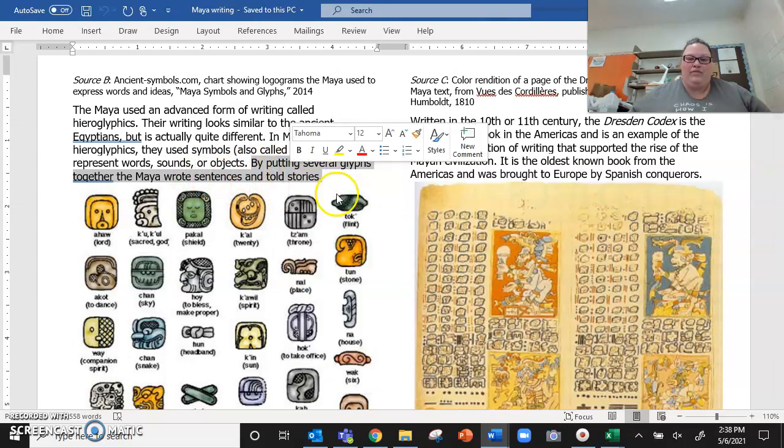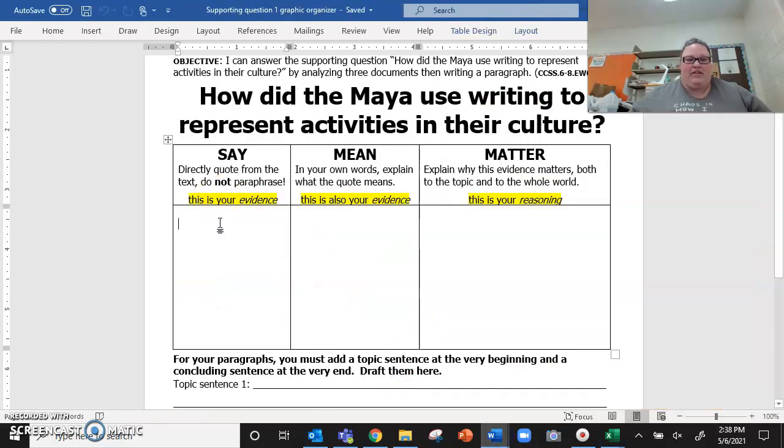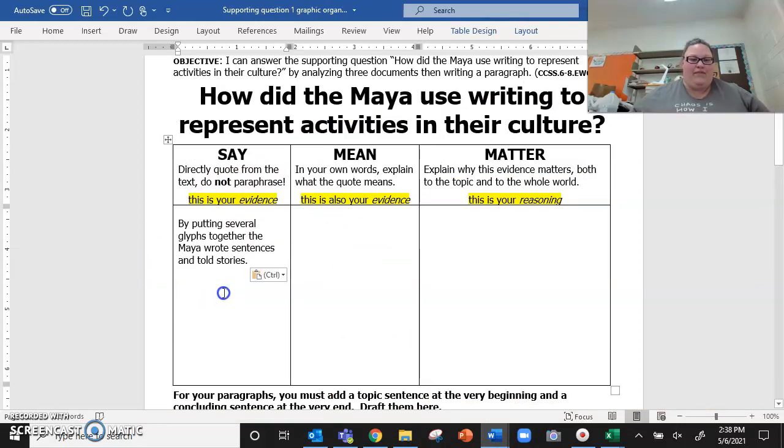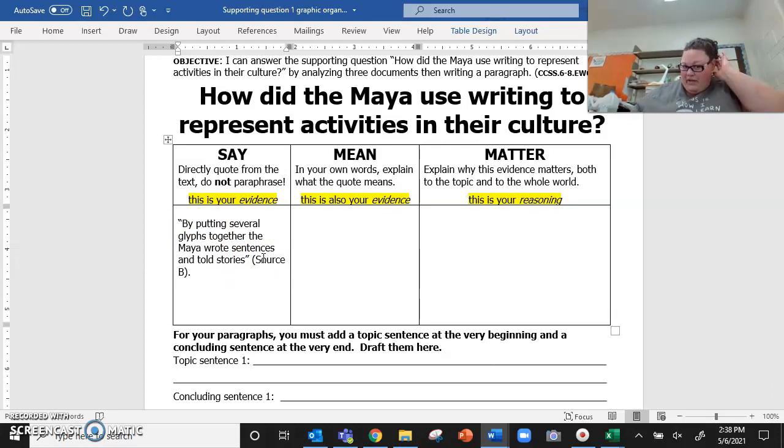So what we're going to do, I have the benefit of doing this with copy and paste. You guys can copy and paste in here also. Or if you have the regular paper copy, then I need you writing by hand. So by putting several glyphs together, the Maya wrote sentences and told stories. Remind me, every time you copy directly from the text, what 2 things must you include? That is right. You need quotation marks and the source citation. So this is source B.